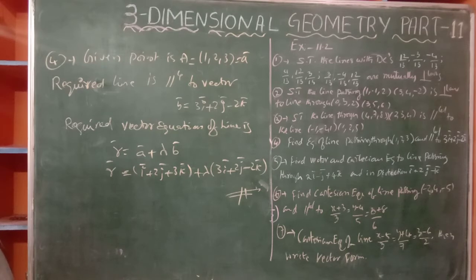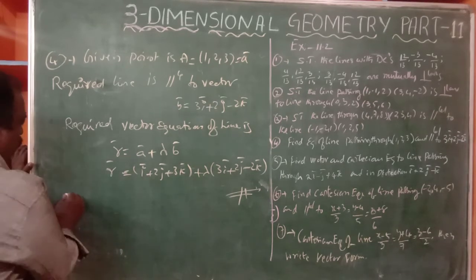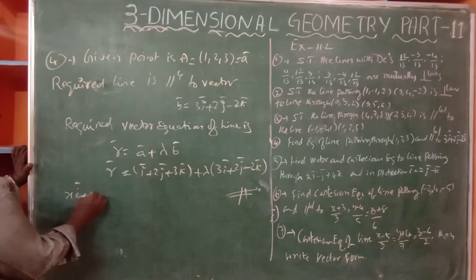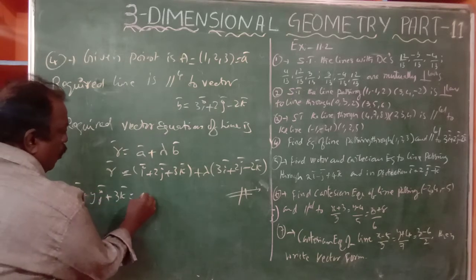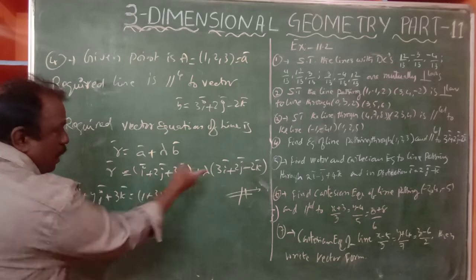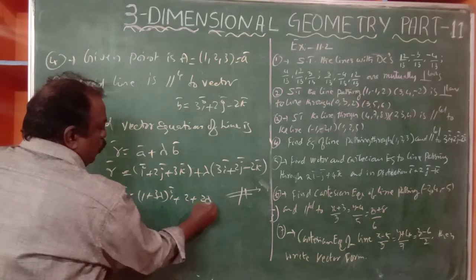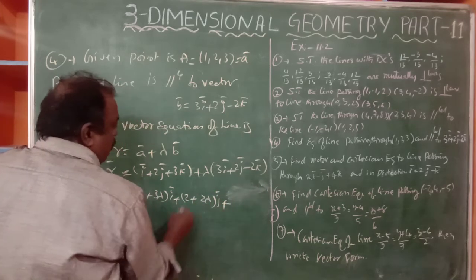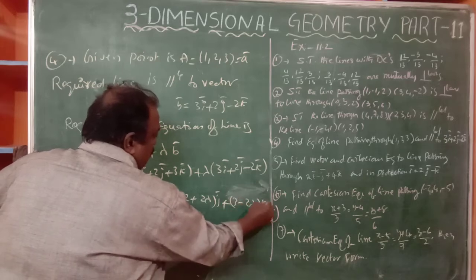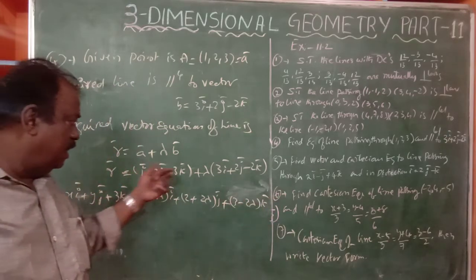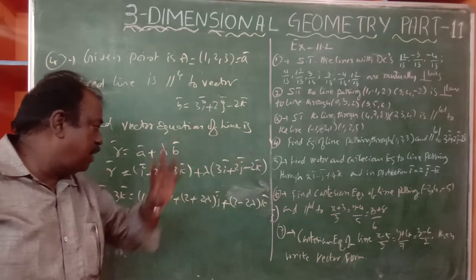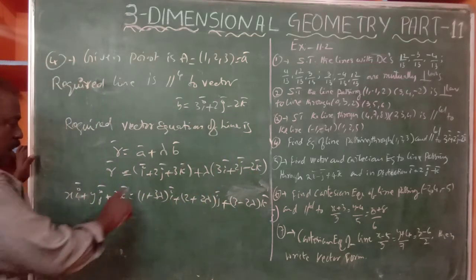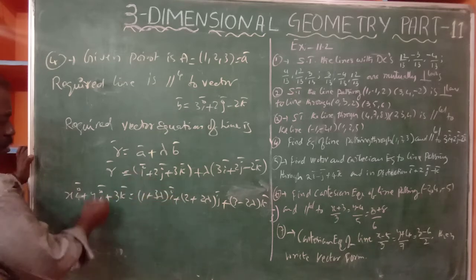Okay, now the equation of the line is asked. We may write it as, suppose R bar is xi plus yj plus zk. It is (1 plus 3 lambda) i plus (2 plus 2 lambda) j plus (3 minus 2 lambda) k. Please observe me. 3 lambda i is there, 2 lambda j is there, 3k minus 2 lambda k is there. Now you equate the i coefficient, j coefficient, k coefficient.